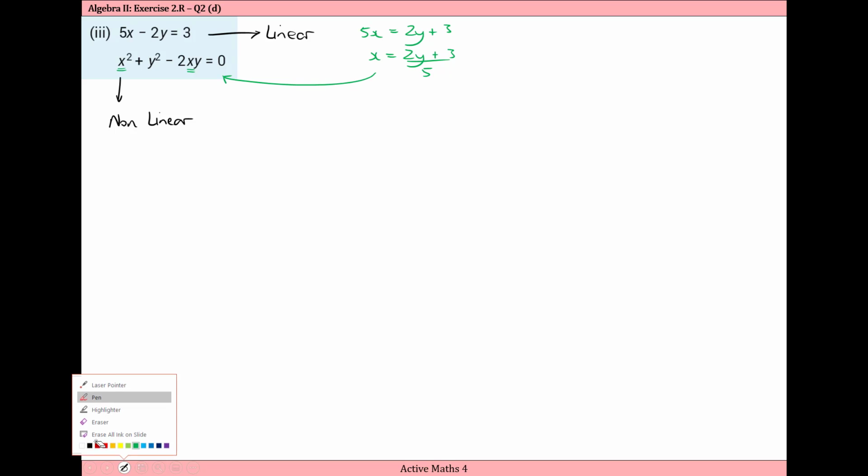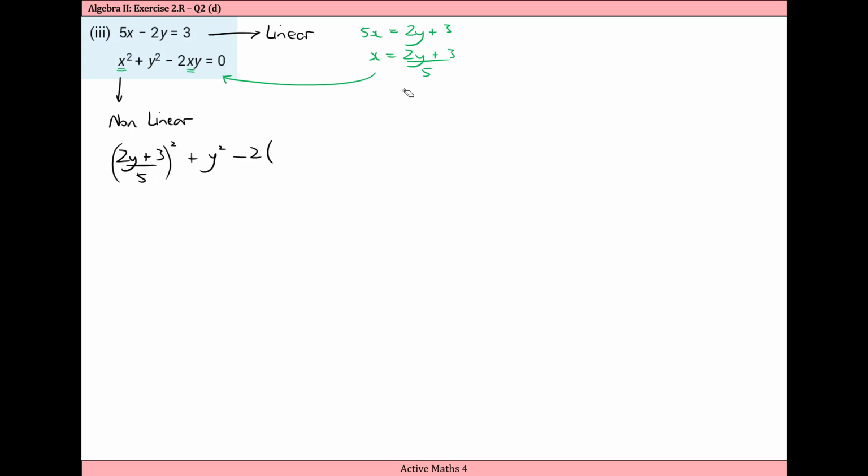So that nonlinear equation now becomes x squared, which we know is ((2y plus 3) over 5) all squared, plus the y squared minus 2 times x, which again is (2y plus 3) over 5, and then we have y after that, and that's equal to 0. So we're going to do a little bit of tidying here. When we're squaring this bracket, we're going to square the top of the fraction, and then we're going to square the bottom of the fraction.